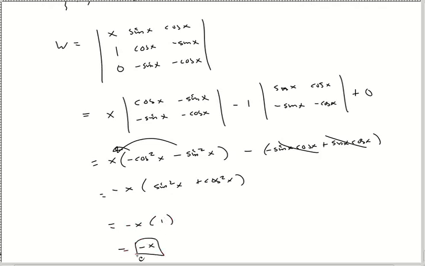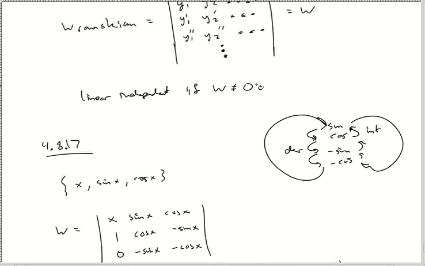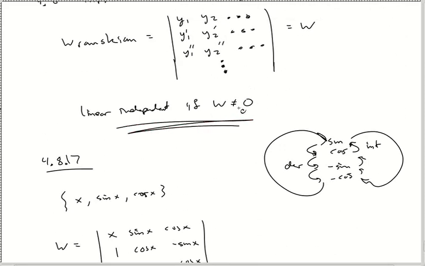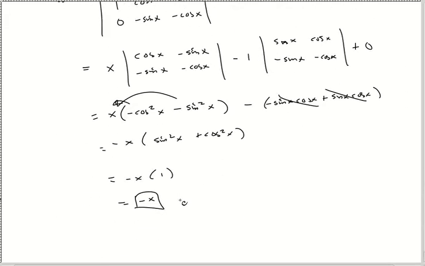There we go. Now, notice that I'm saying, hey, is it linearly independent? Well, it's not equal to 0, is it? Is this equal to 0? No, it's not equal to 0. It's equal to x, or whatever. So I would say linearly independent.